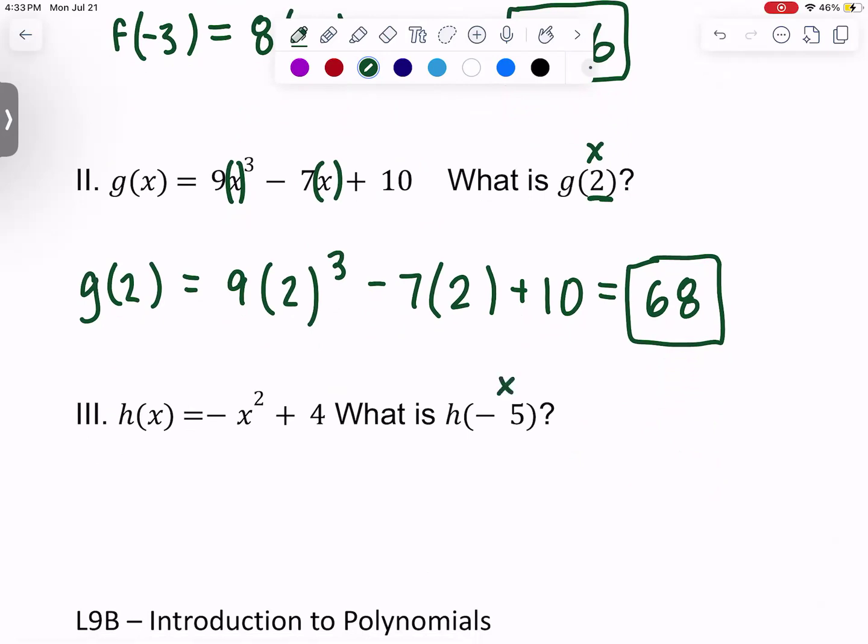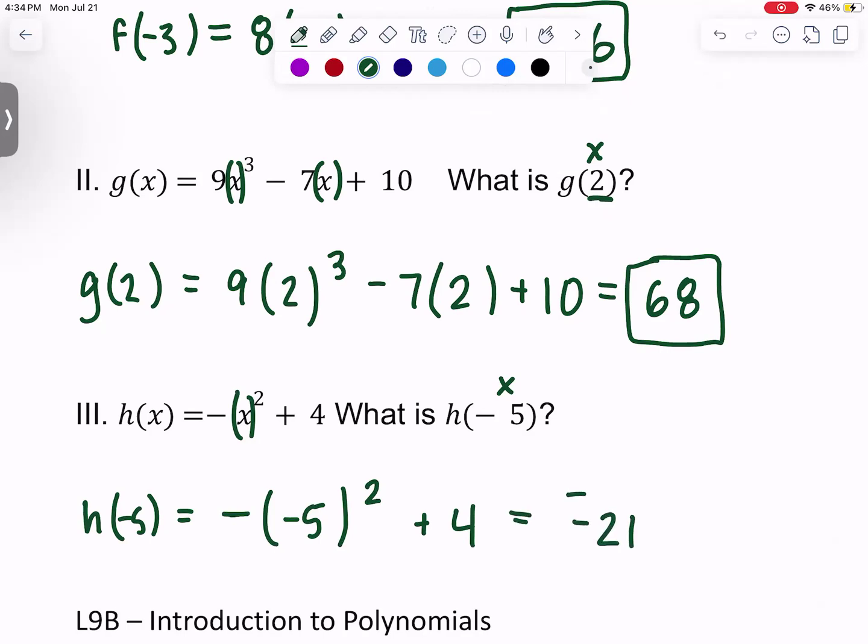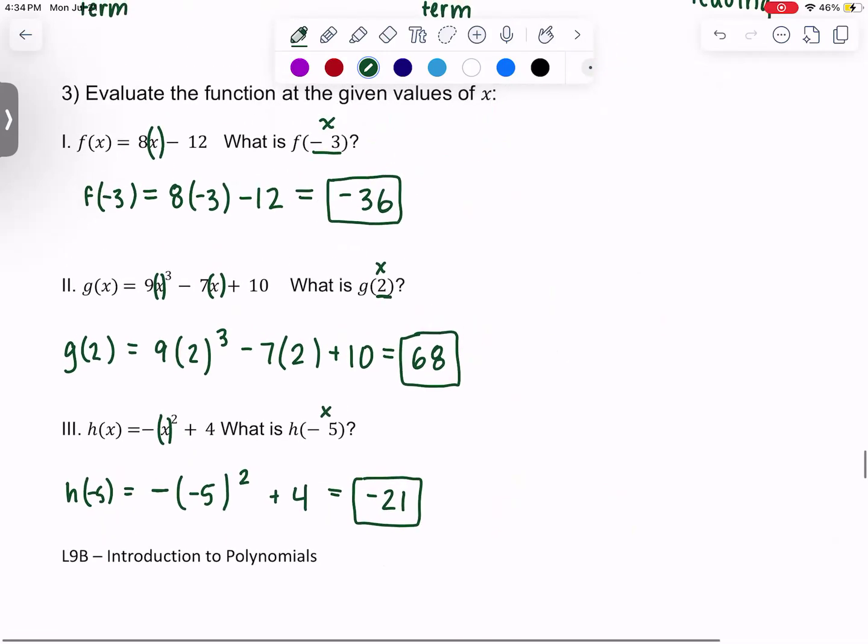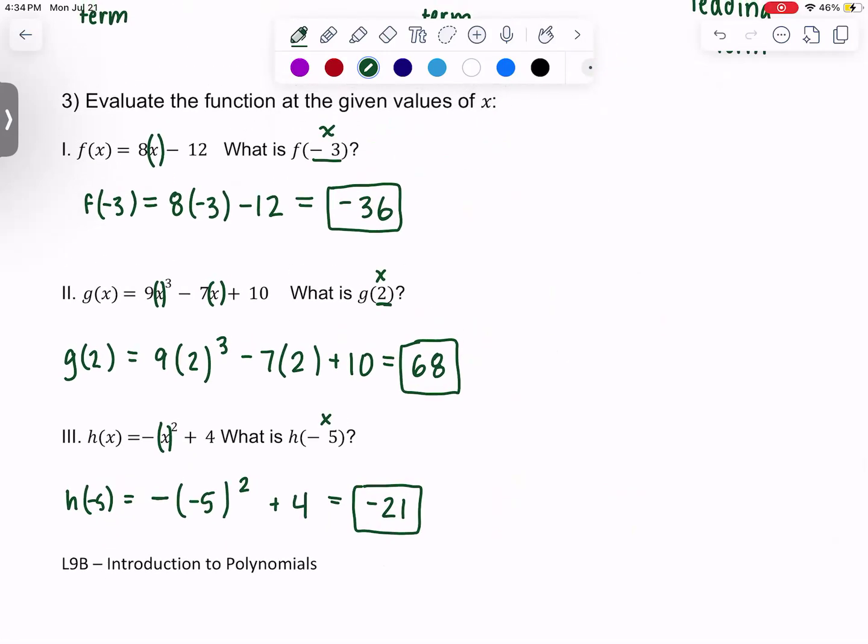And the last one, x is -5. So h parentheses equals negative sign first, parentheses, exponent 2 plus 4. -5 goes in the parentheses. So you have a double negative and an exponent 2 outside. You're going to get -21. Okay, next page.